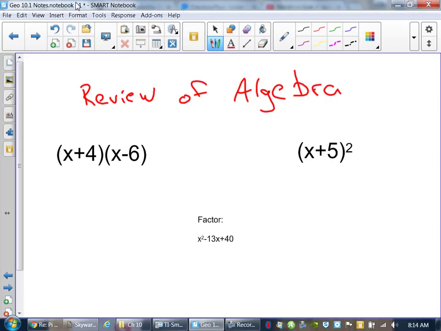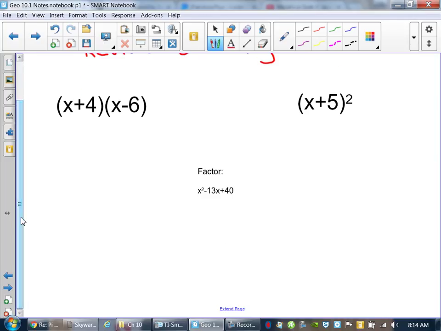A review of good old-fashioned factoring and FOILing. When you have (x plus 4) times (x minus 6), what do you have to do to simplify that out? You FOIL it out. Very good. So when you FOIL that out, what does that stand for? First, outer, inner, last.